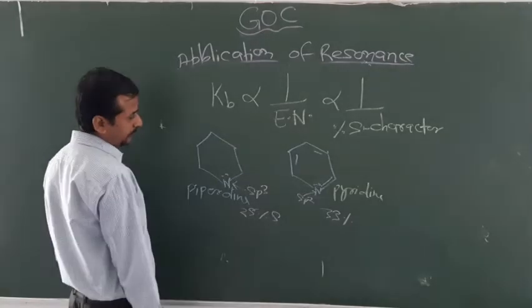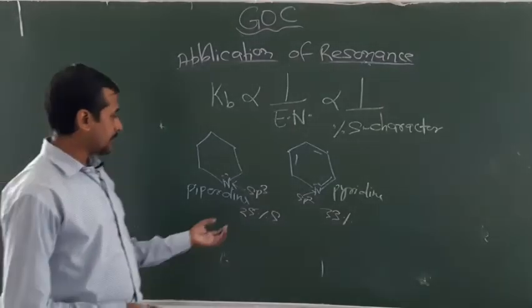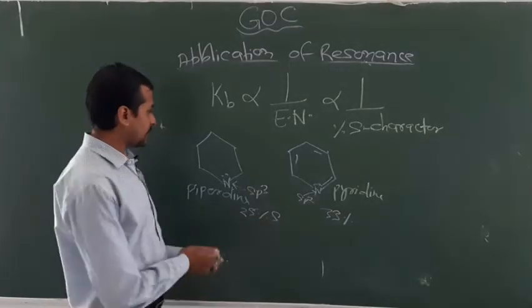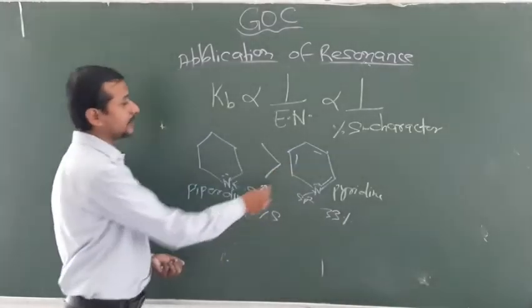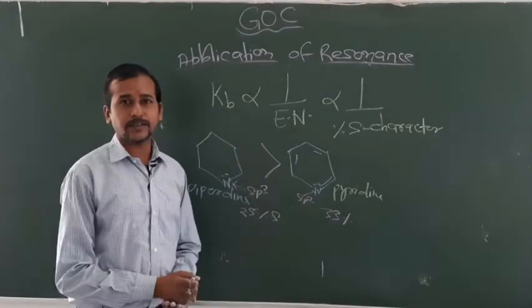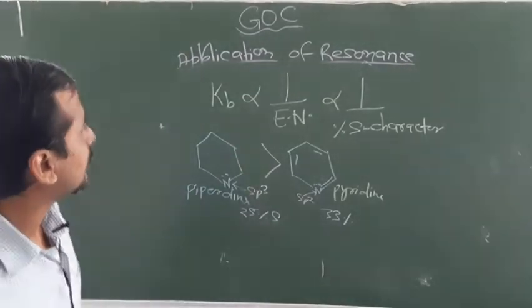Now one more thing you have to note down: the less the s character, the less will be the electronegativity. So that's why this is more basic than this. So in this way you can also calculate the basic property of the given compound.